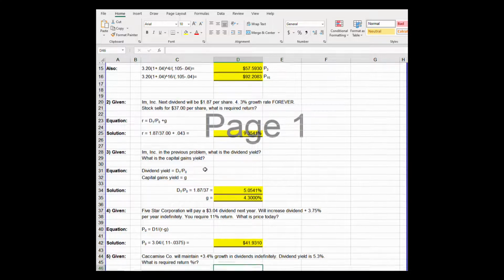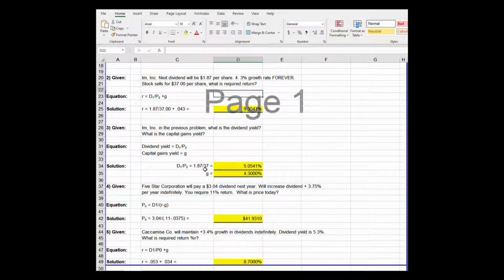In problem number 8.2, I see that M Inc.'s next dividend, D1, equals $1.87 per share, with 4.3% G forever. The stock sells for $37 a share today. What's the required return? The two components of required return are dividend yield plus capital gains yield, G. So I simply take the dividend yield, which is $1.87 divided by 37. D1, I don't have to multiply by 1 plus G because it's already the next dividend. D1 over today's stock price plus G of 0.043, and I get an answer of 9.3541%.